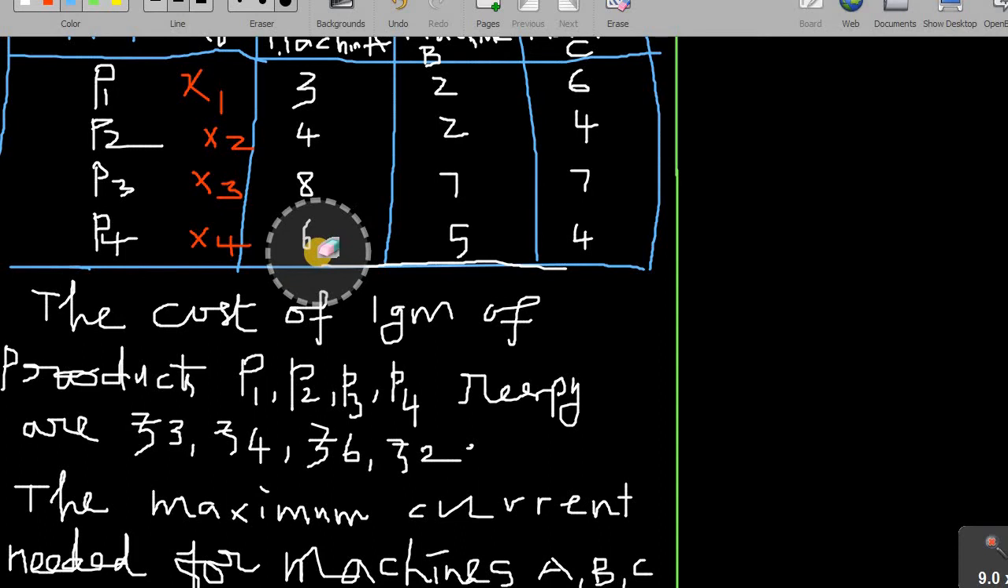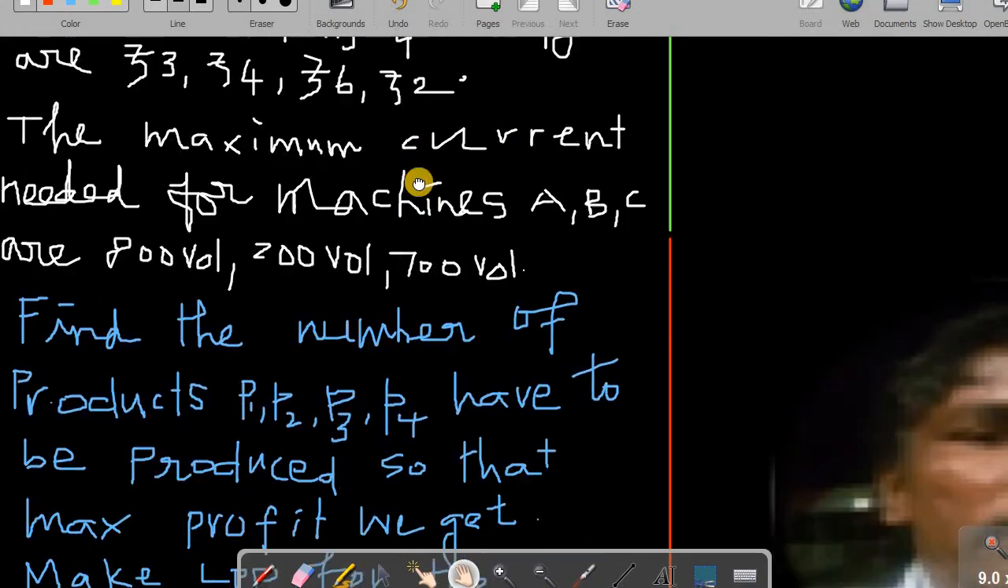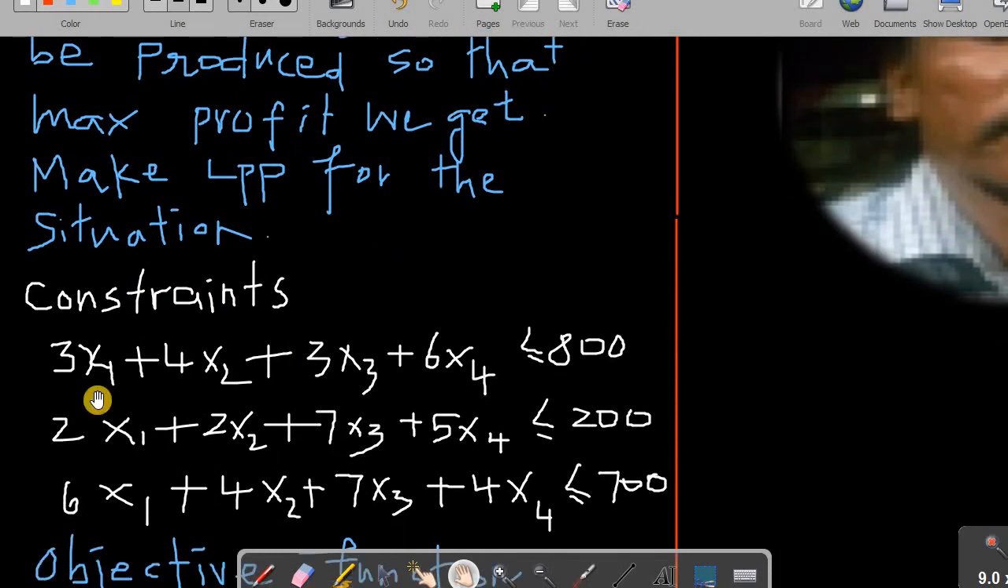Okay, so 3x1 plus 4x2 plus 3x3 plus 6x4 must be less than or equal to 800. Okay, that's what we have to understand. That's what we have, the first constraint. So the constraint: 3x1 plus 4x2 plus 3x3 plus 6x4 is less than or equal to 800.